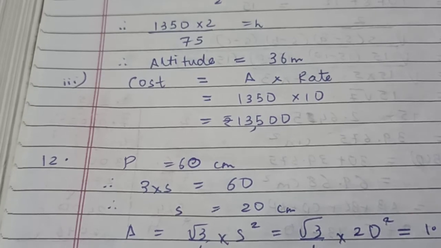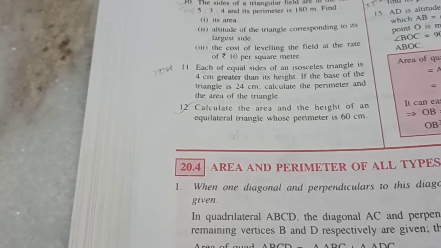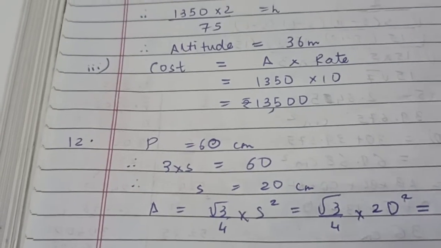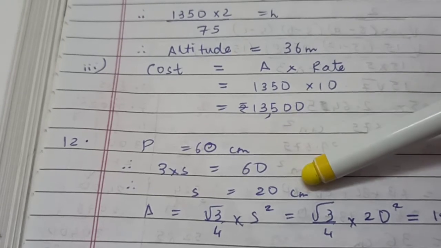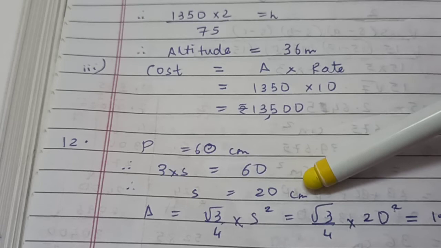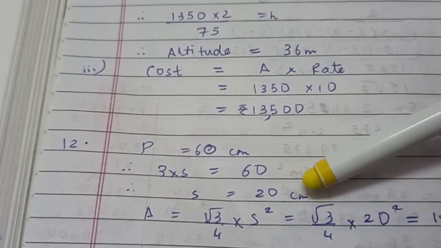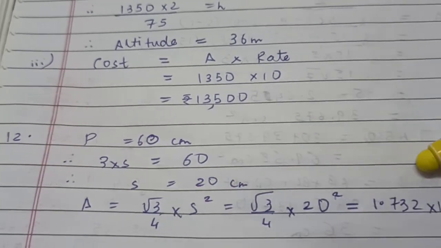Next, the 12th question. Calculate the area and the height of an equilateral triangle whose perimeter is 60 centimeters. Well, if the perimeter is given, we can find the length of each side of the equilateral triangle, because all sides are equal in an equilateral triangle. 20 centimeters is the answer. Using that, we can find the area using the direct formula.